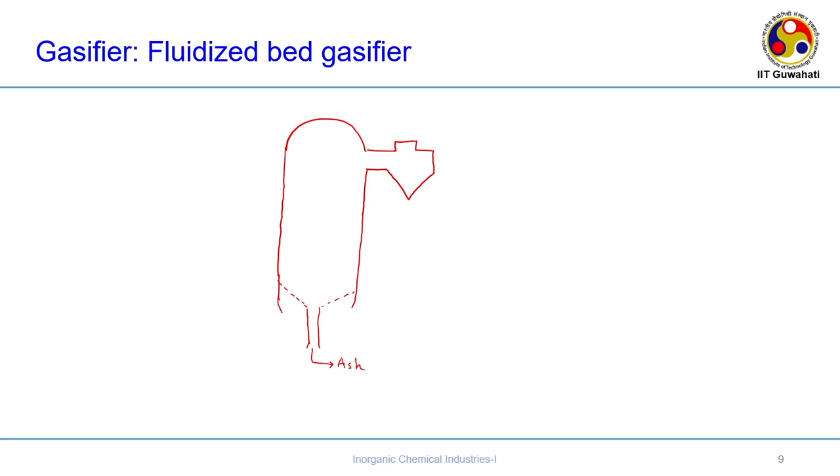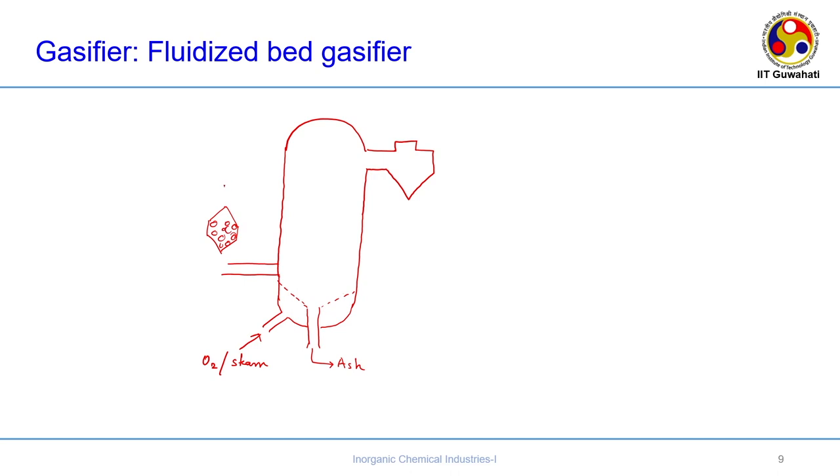Then you have a provision where oxygen or steam enters from the bottom. Now where do you send the feed? You send the feed through here. Something like this, some hopper is there where the coal particles are already present. So you slowly send them with a fixed flow rate.